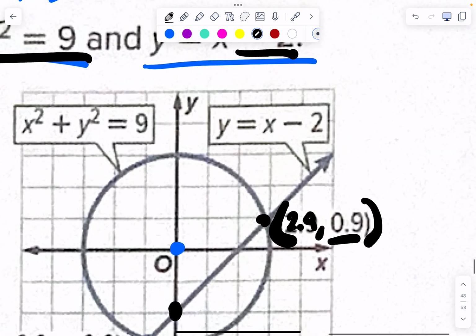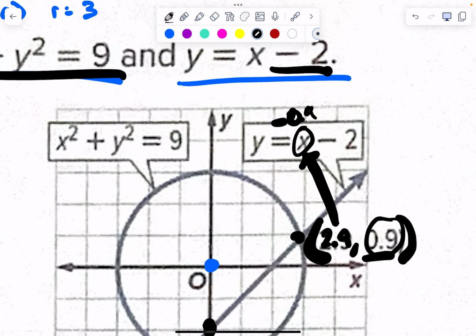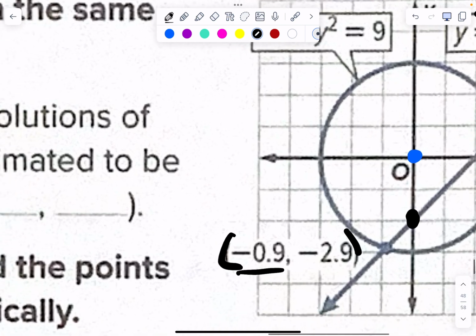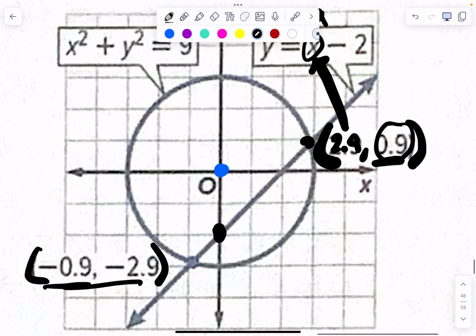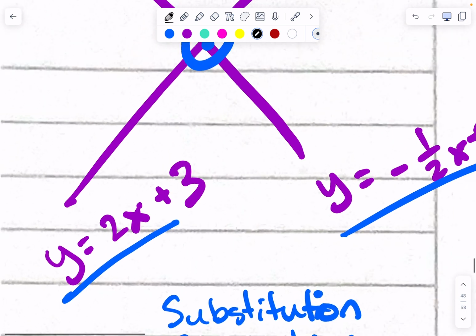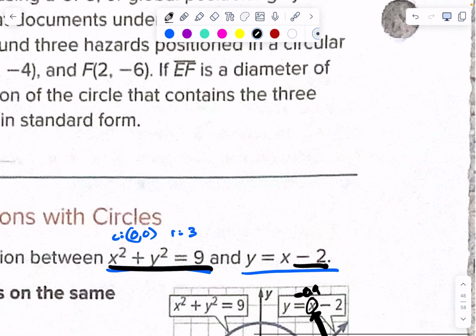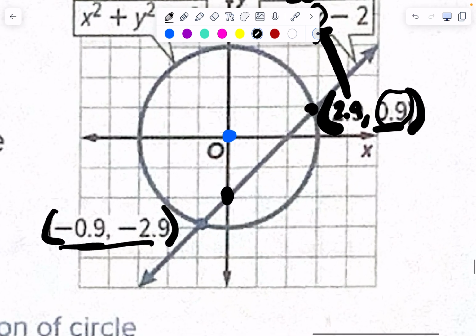Take 2.9 for x and plug it into here. 2.9 minus 2 is 0.9. If I plug in negative 0.9, what's negative 0.9 minus 2? Negative 2.9. So those are the two coordinates where they are going to intersect, yeah? When we did substitution and elimination, we would always get one answer, but as soon as you found x equals something, you'd have to plug it back in and solve for y. You just have to plug both of them back in to solve for y, right? Two different coordinates. Yuck. Crazy. But it's just following along with normal substitution. Okay? Good? Messy? A little bit.